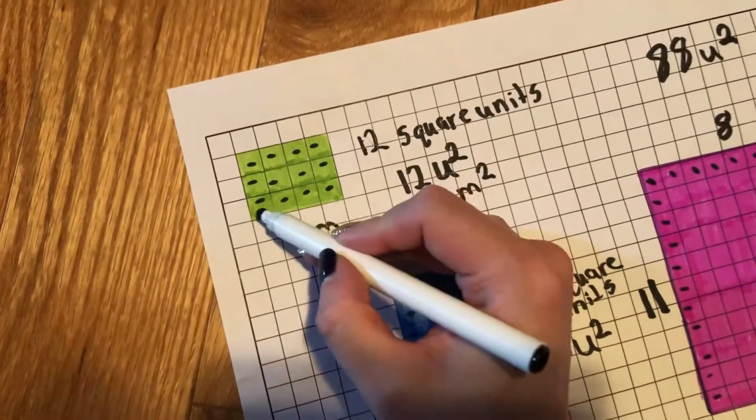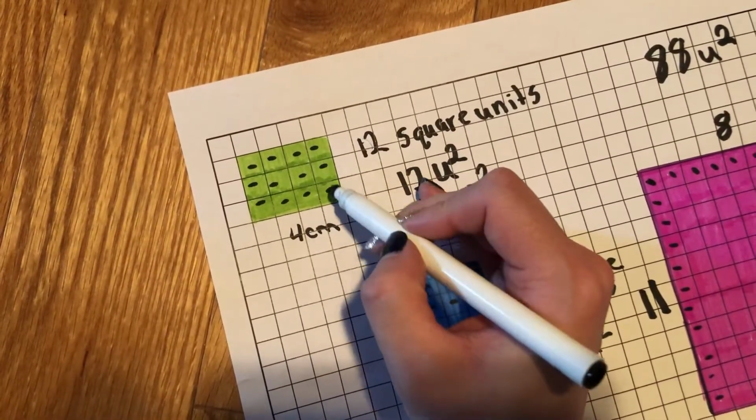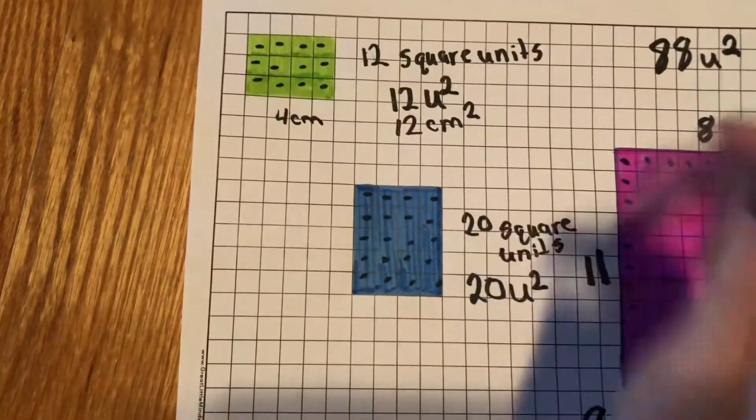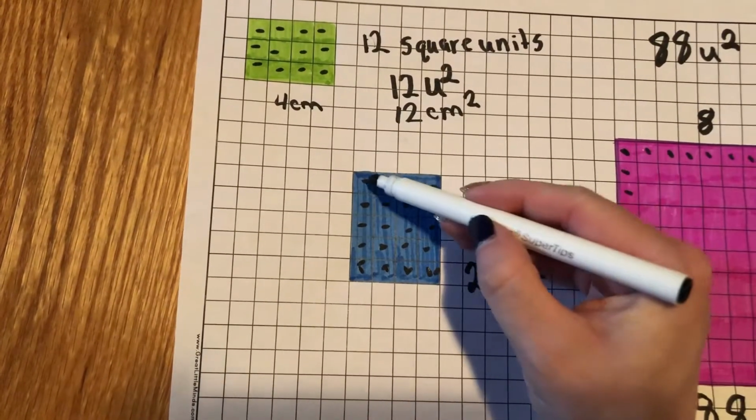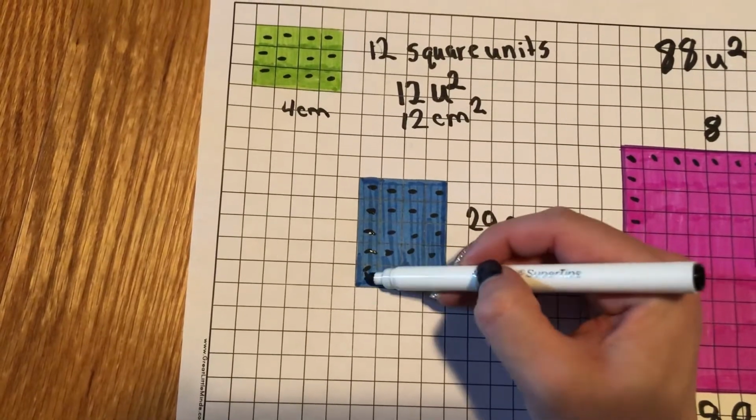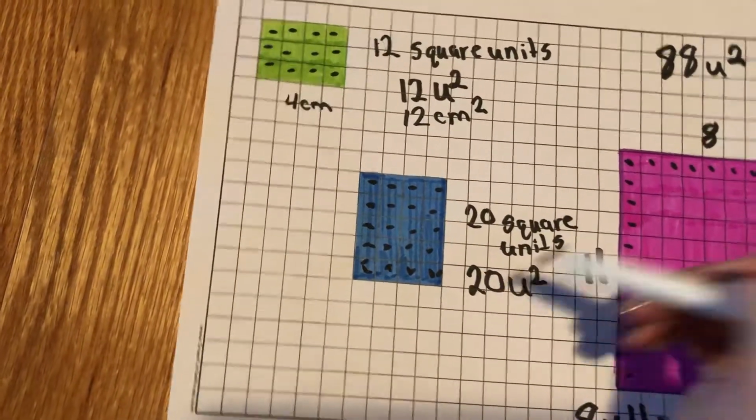We know that this is 4 times 3, which we know is 12. And this one here, we've got 1, 2, 3, 4 times 1, 2, 3, 4, 5, when we know that 4 times 5 is 20.